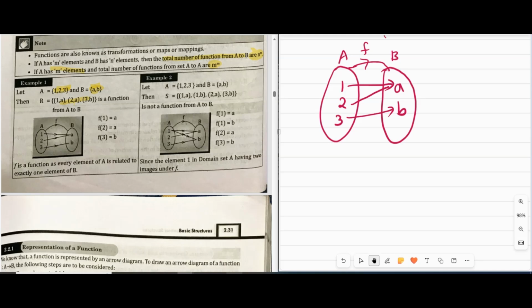Now, how do we write this? We can write it as f of 1 is mapped to a. Then f of 2 is also mapped to a. Then f of 3 is mapped to b. Now we have to find whether it is a function.